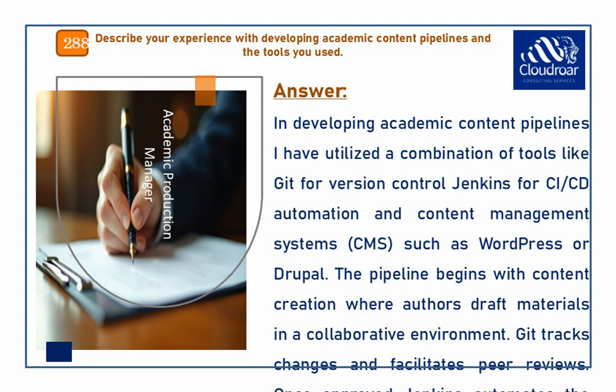Question 288. Describe your experience with developing academic content pipelines and the tools you used. In developing academic content pipelines, I have utilized a combination of tools like Git for version control, Jenkins for CI/CD automation, and content management systems, CMS, such as WordPress or Drupal. The pipeline begins with content creation, where authors draft materials in a collaborative environment. Git tracks changes and facilitates peer reviews.